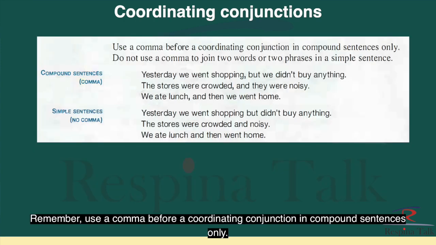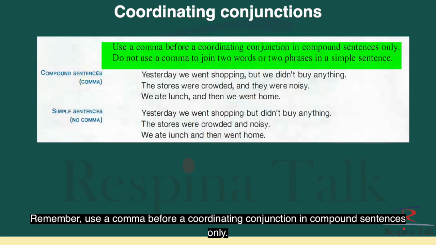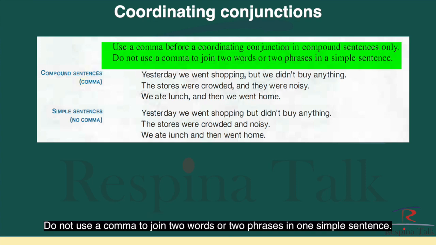Now remember, use a comma before a coordinating conjunction in compound sentences only. Do not use a comma to join 2 words or 2 phrases in one simple sentence.